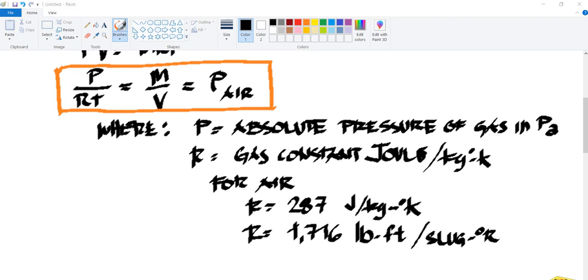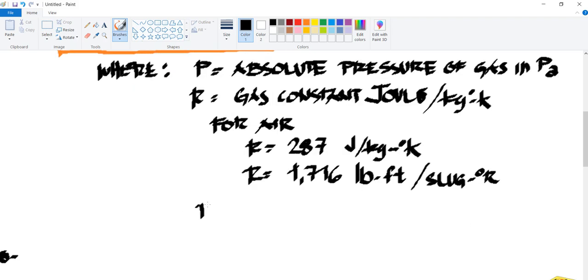And the same also here, we have R, which is the gas constant. We have the value of 287 joules per kilogram Kelvin. Then you have your R for the English unit, that will be 1760, in pound mass divided by slug degree Rankine. Now for the absolute temperature, we have T for your temperature, which is defined as your definition of temperature.